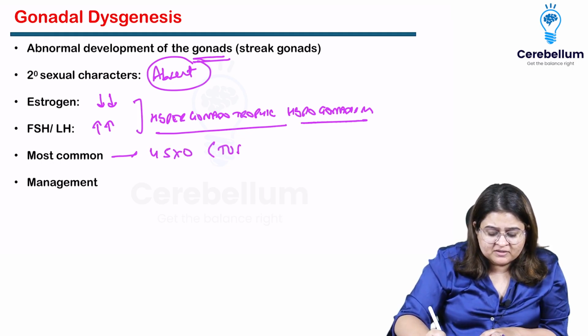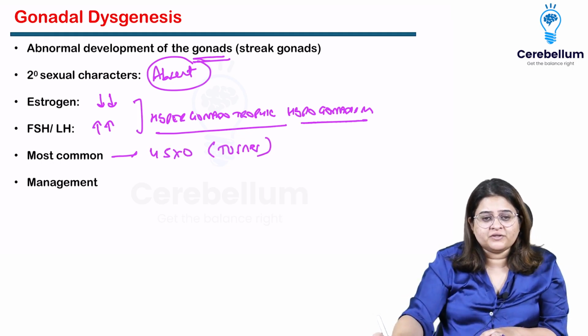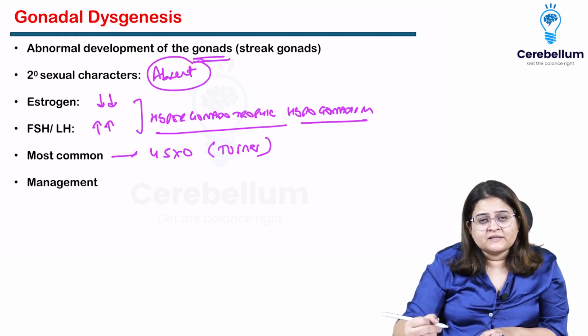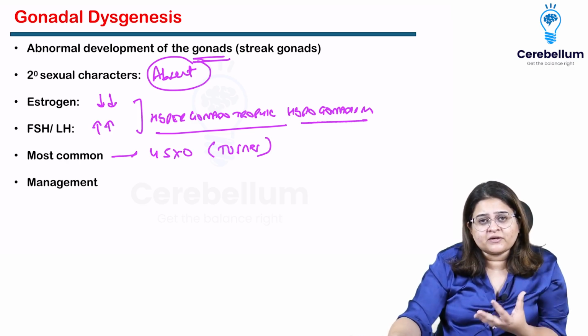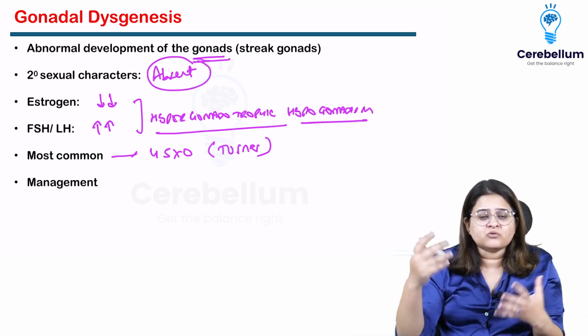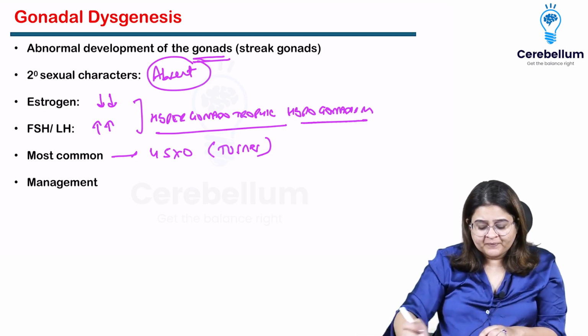The most common type of gonadal dysgenesis is 45XO, that is Turner syndrome, where you find streak ovaries, and all the girls are short. There will be streak ovaries, web neck, shield-like chest, coarctation of aorta, and cubitus valgus. So many features are there which you already know.